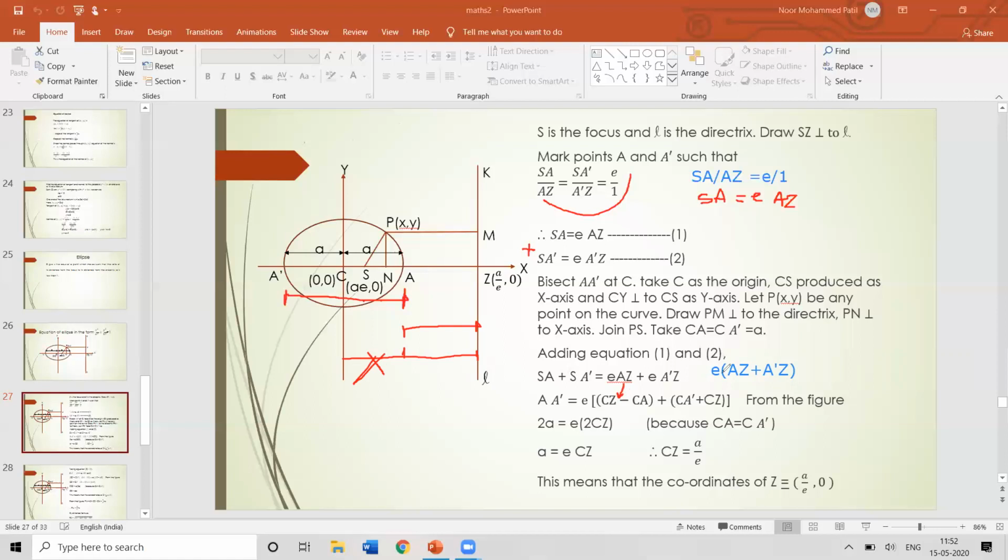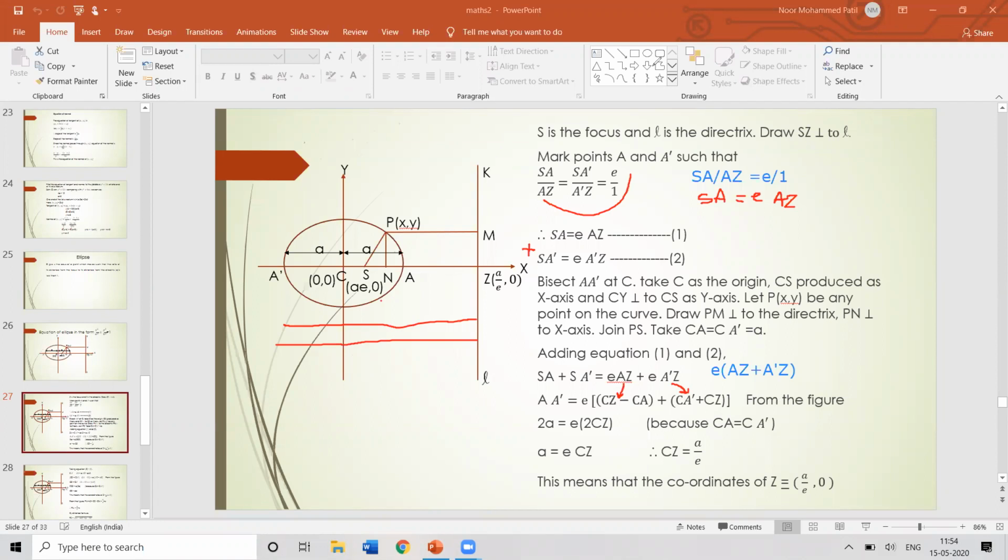Similarly, let us see what my A dash Z is. A dash is here, then Z means this length. So I can say it as CA dash plus CZ. If I add CA dash plus CZ, I will get A dash Z. That is why A dash Z can be written as CA dash plus CZ. We have obtained this from the figure.